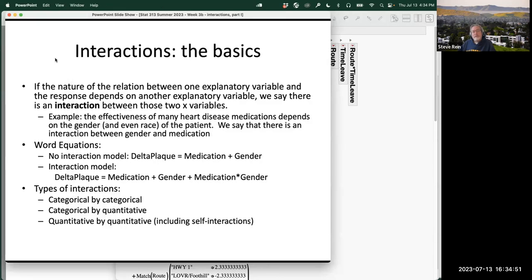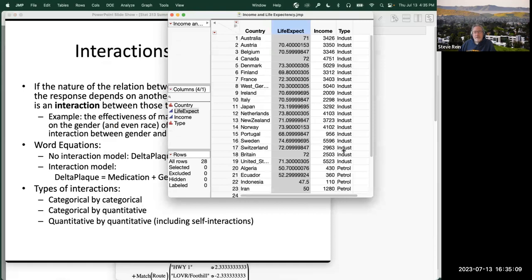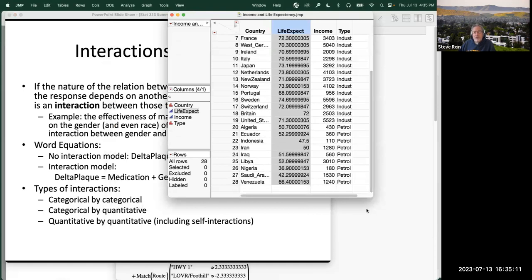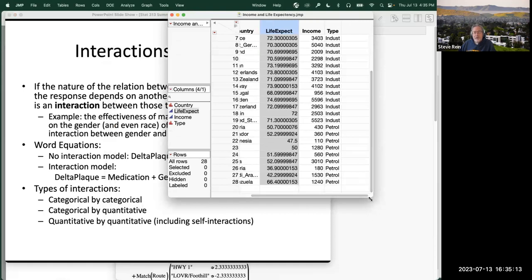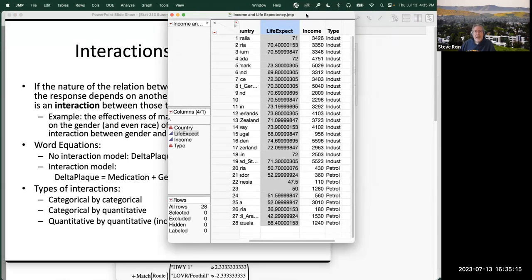Okay, because the lab today corresponds to an interaction between a categorical variable and a quantitative variable, we'll dive in on that example next. Quantitative interactions will be on Monday. So let's visit our friend income and life expectancy one more time. Again, we've got our OPEC and our industrialized countries.